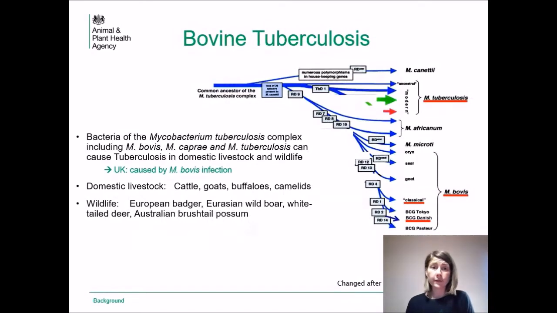Bovine tuberculosis can be caused by bacteria of the Mycobacterium tuberculosis complex, and this includes Mycobacterium bovis and Mycobacterium tuberculosis. In the UK, it's mainly caused by Mycobacterium bovis, and it can occur, amongst others, in domestic livestock such as cattle, goats, buffaloes, and camelids. In the UK, the badger serves as a wildlife reservoir, and I think in France and Spain, wild boar takes the role of the badger in the UK.